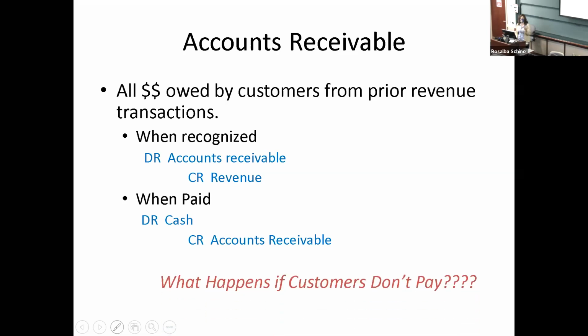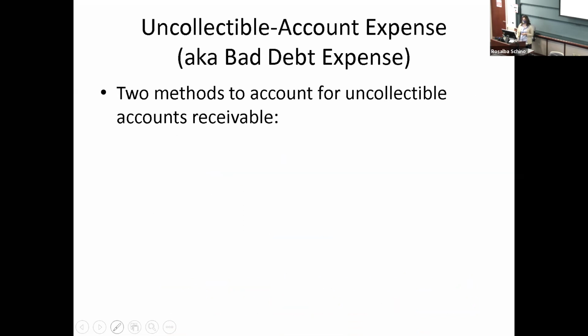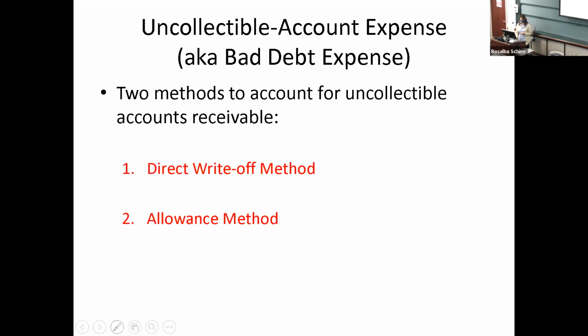So what happens if a customer doesn't pay? Here, we are saying the customer pays. Well, what if it doesn't? Or what if it partially pays? Then we have bad debts, uncollectible accounts. So there are two methods to account for uncollectible accounts receivable: the direct write-off method and the allowance method. You're going to learn in a moment that the direct write-off method is not allowed under GAAP, and the allowance method is, just because the first one doesn't really follow the matching principle.